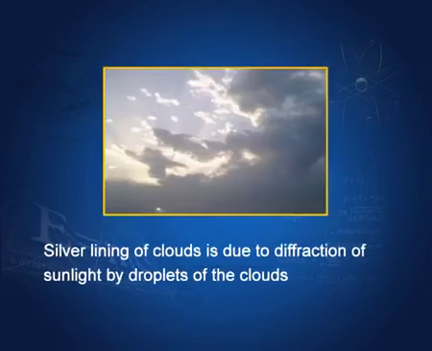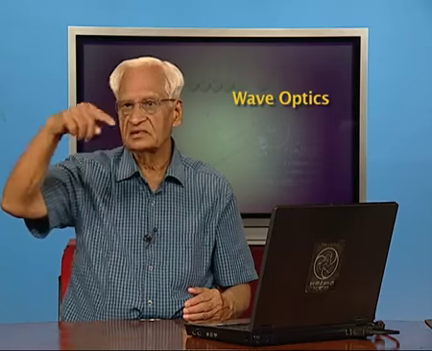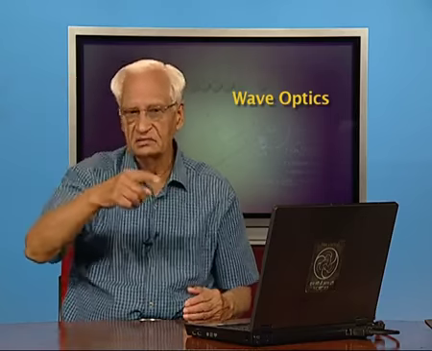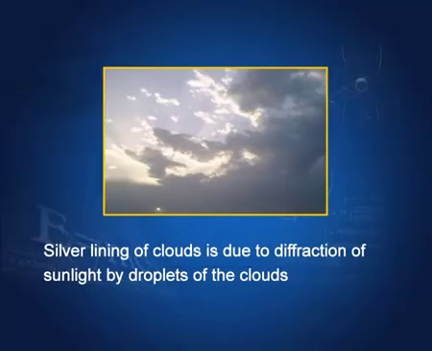You must have seen this scene also many times. This is known as silver lining. You know, the cloud, if it is a dark one, but its boundary, so to say, is very bright, looks like a silver lining, and this is also caused by the diffraction of sunlight by droplets of the clouds.